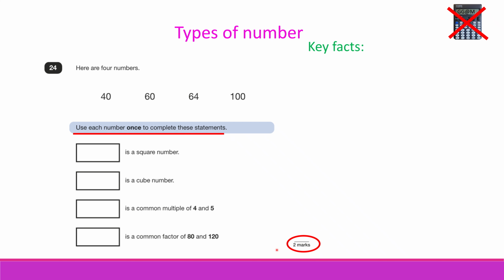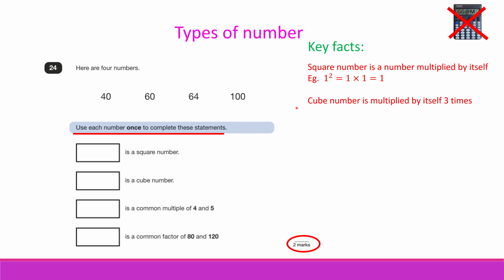Key facts. In order to answer this question, we must learn and remember our key facts. Square number. A square number is a number multiplied by itself. For example, 1 squared is 1 times 1, that equals 1. A cube number is multiplied by itself 3 times. For example, 1 times 1 times 1 equals 1.